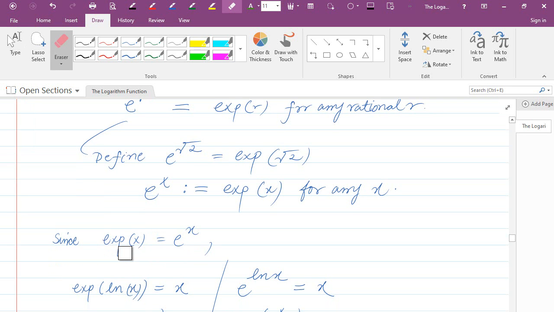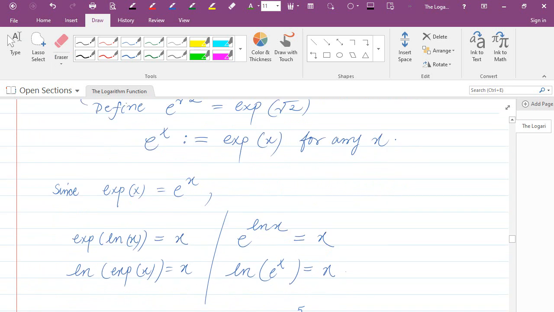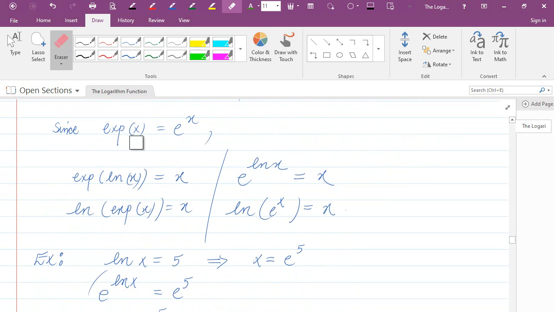I hope you understand the discussion here: I was trying to give a meaning to what it means to raise e to any irrational or rational exponent. Now we are going to denote exp of x by e to the x as well.